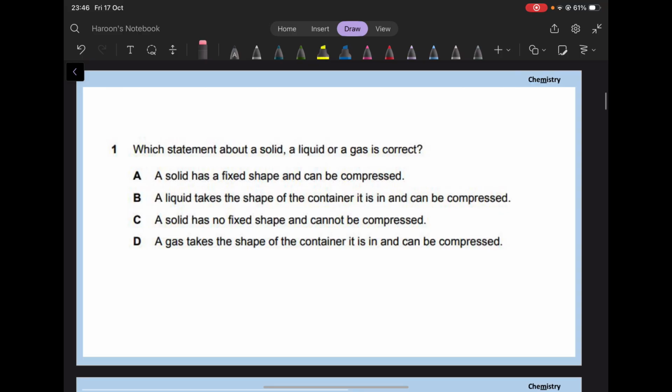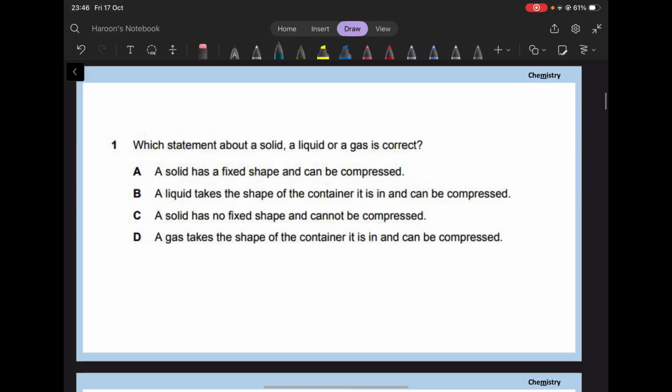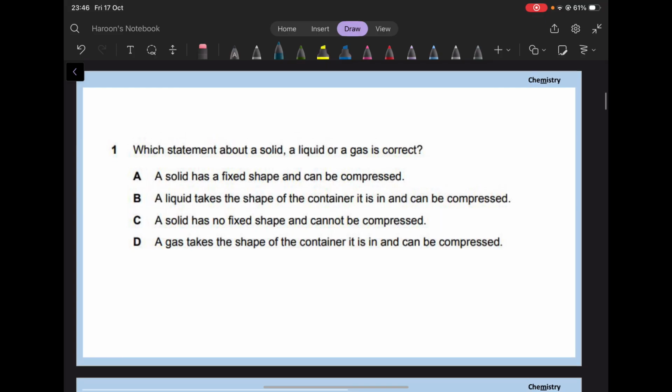Which statement about a solid, liquid, or a gas is correct? A solid has a fixed shape. That is correct. It has a fixed shape and can be compressed. Can it be compressed? No, it can't. The reason being the particles are already very close to each other. So this makes this statement incorrect.